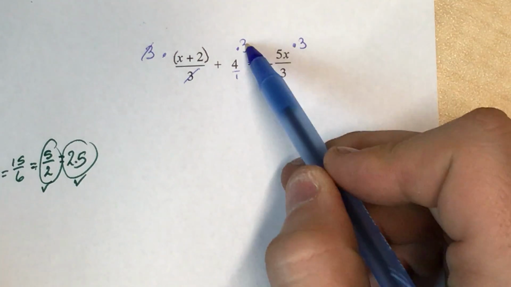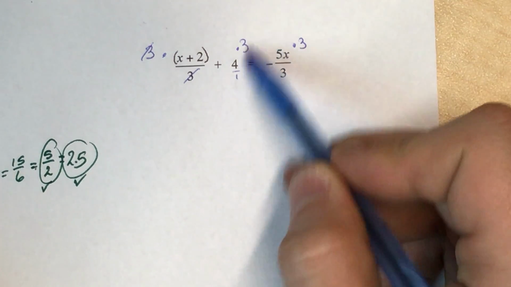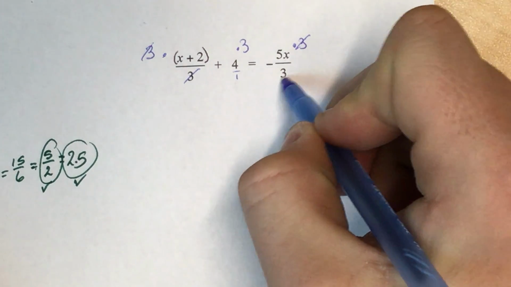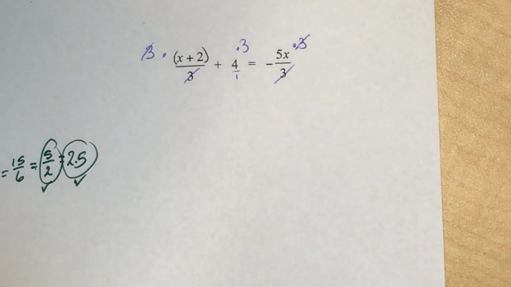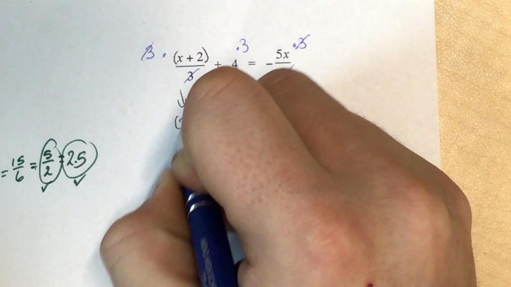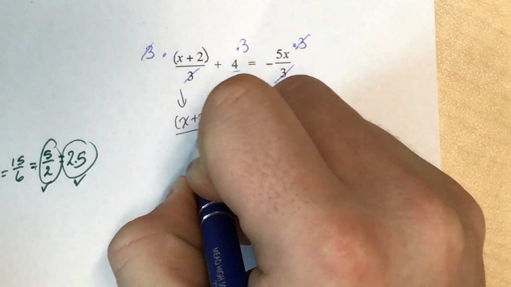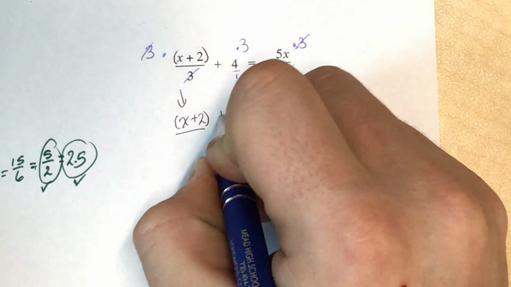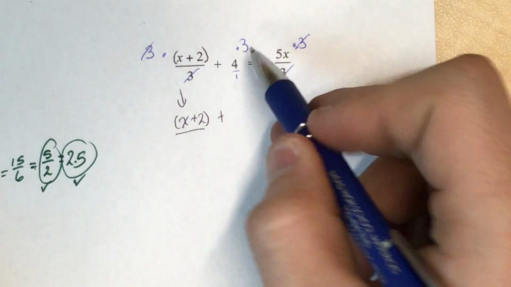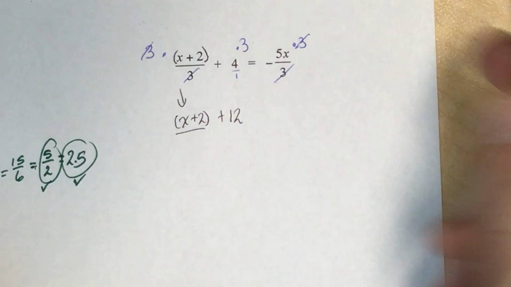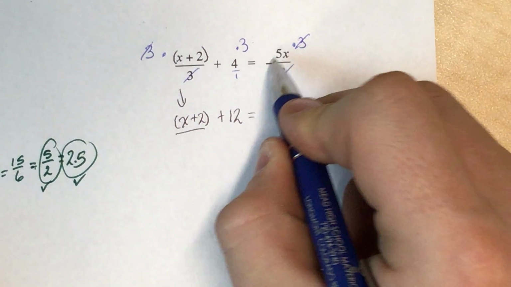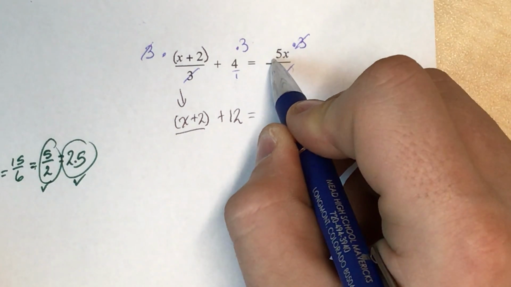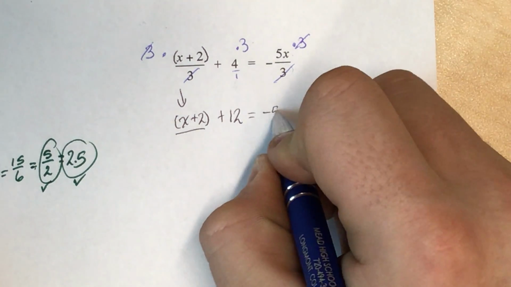But anyways, 3 over 1, there's no simplification that can happen with that fraction, but there can be in this last term, 3 in the numerator and 3 in the denominator. So what we have left, the first term is x plus 2, and then it's really over 1. I don't need to put it over anything. Plus 4 times 3 is 12. 12 over 1 is still 12. Is equal to, and there is no 3 over here because we've eliminated the denominator, so it's just negative 5x.